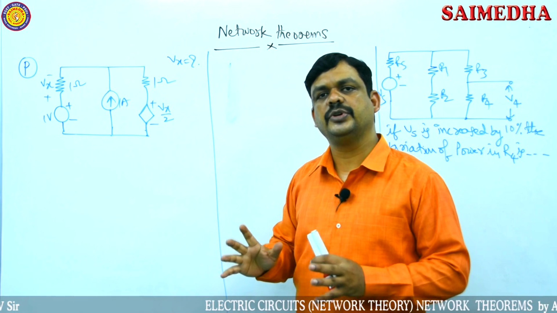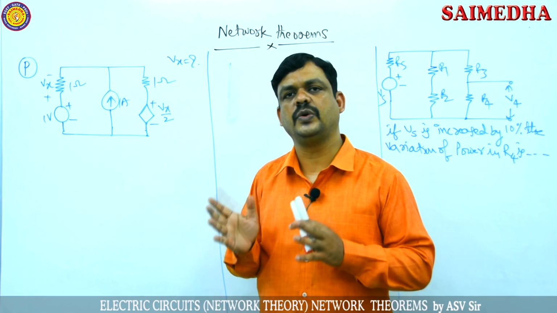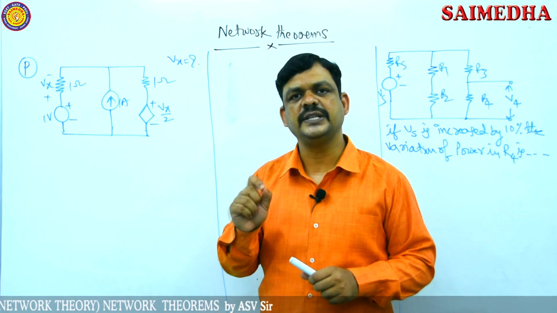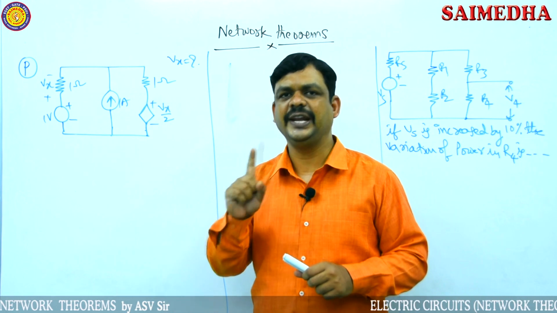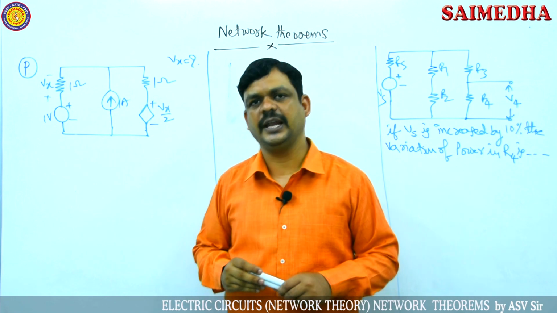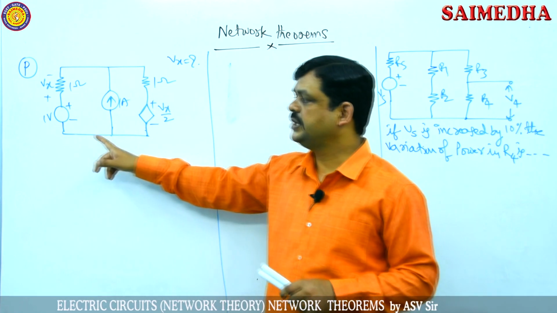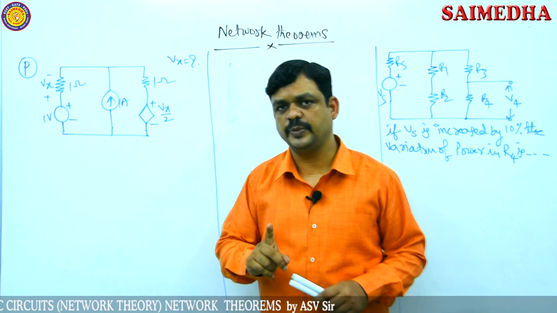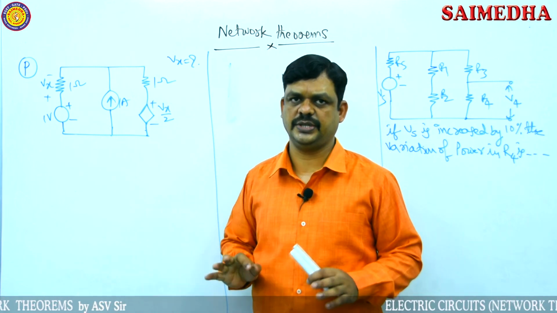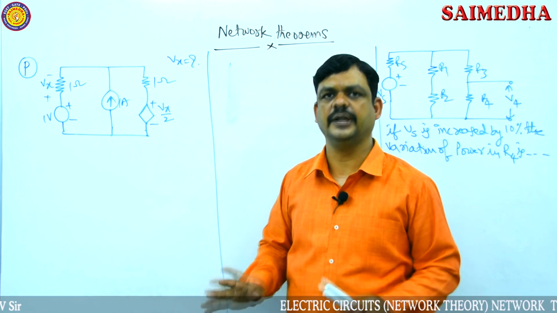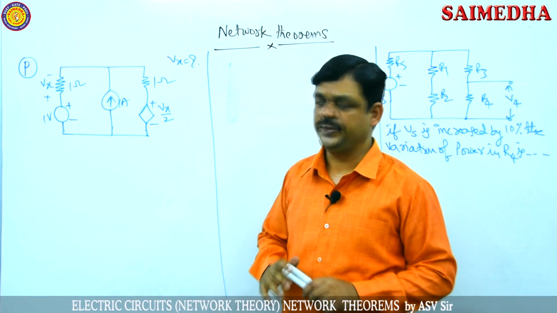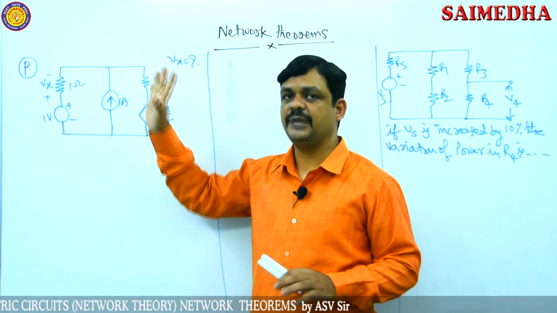According to the superposition theorem, total response is equal to the sum of individual responses. An individual response is nothing but the response of the circuit due to one independent source, with the other independent sources eliminated. So we consider one independent source in active position, the others eliminated, and don't eliminate the dependent sources. The dependent sources depend on this voltage value. If the voltage value is 0, then that becomes 0.